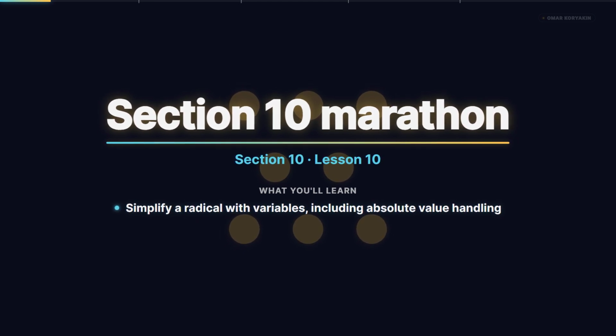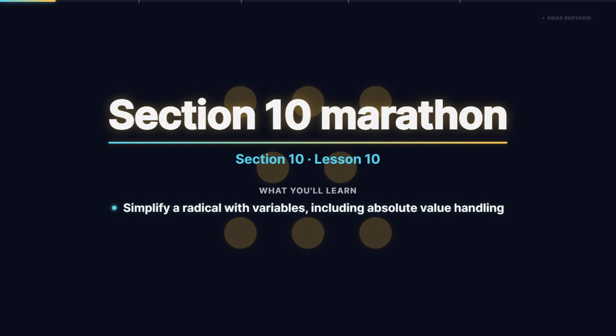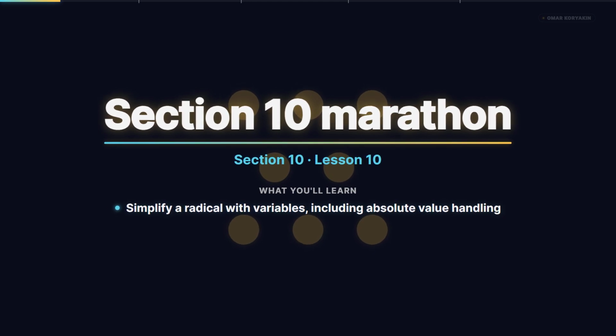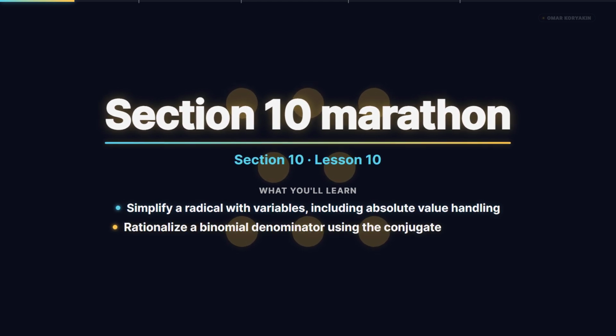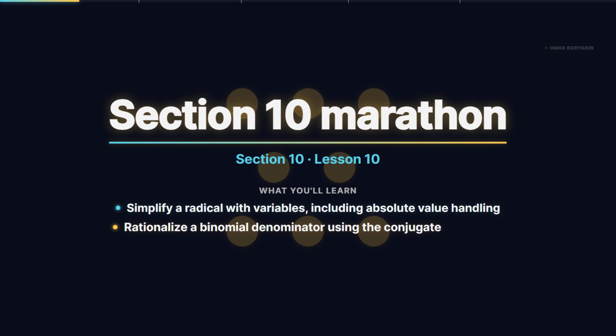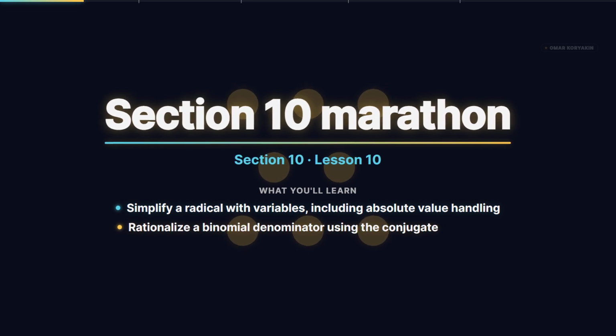Problem 1 simplifies a radical containing both a numerical coefficient and variables. The numerical part needs a perfect square factor extraction. The variable parts need pairing for square root and absolute value where the index is even.